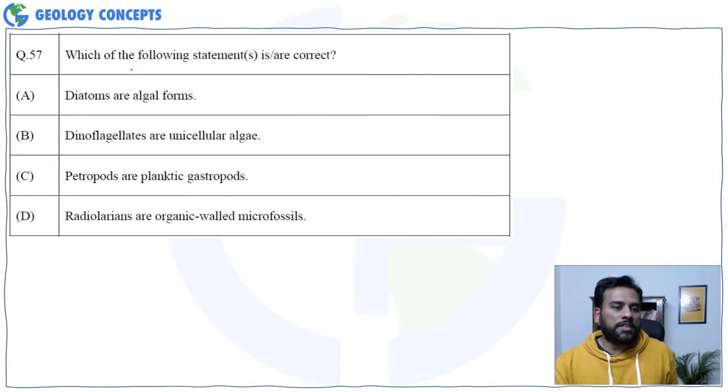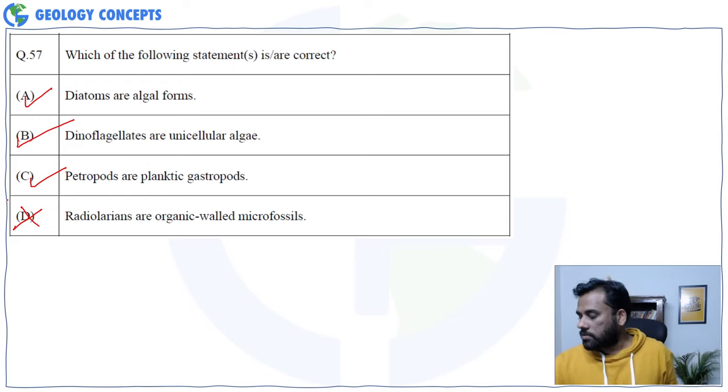57. Which of the following statements is correct? Diatoms are algal forms. This is correct. Dinoflagellates are unicellular algae. Correct. Pteropods are planktonic gastropods. Yes. And radiolarians are organic mold? No. Radiolarians are siliceous mold. So A, B and C is the correct option here.